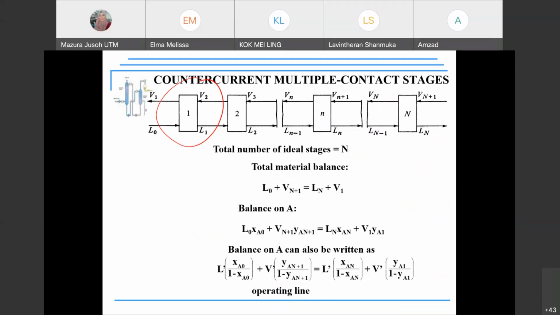So in the next class, we will be looking at a process where you have more than one stage, multiple contact stages, which is always the case in a chemical plant or a processing plant. Any question before we stop for today? And then we'll continue on Sunday with this counter-current multiple contact stages. Any question, boys and girls?